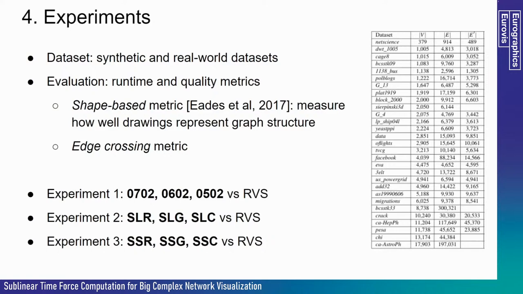For quality metrics, first we use the shape-based metric, which measures how well drawings represent the graph structure, and we also use the edge crossing metric. In the first experiment, we compare the different versions 0.702, 0.602, and 0.502 to RVS. In experiment 2, we compare the SL variations to RVS, and in experiment 3, we compare the SS variations to RVS.